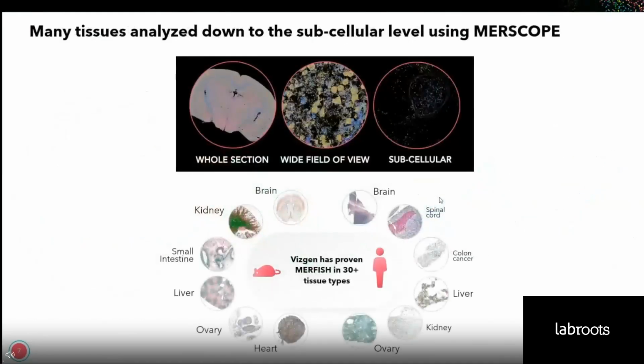And so combining that highly accurate, reproducible, and spatial data, it gives users the ability to look not just at the whole tissue section, but within specific tissue areas, down to subcellular areas as well. And customers have been using this and demonstrated its use across multiple different tissue sections and species, right? So we've proven that across 30 plus tissue types. Customers are going after cell atlas analyses, tissue composition analyses, and even disease progression and pathology.